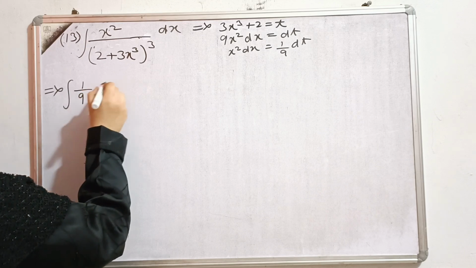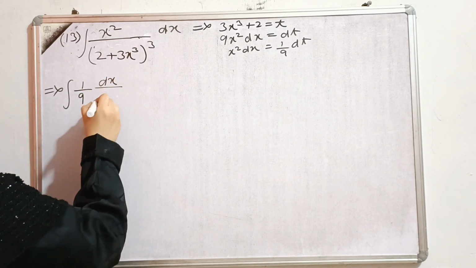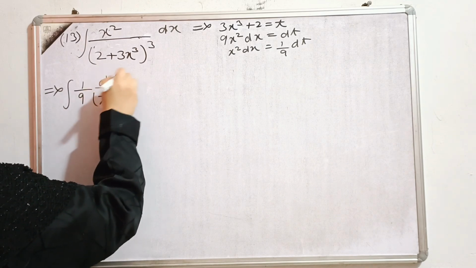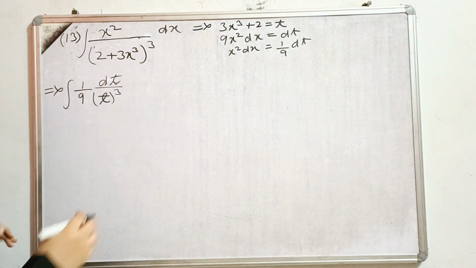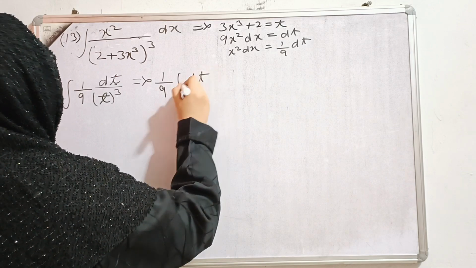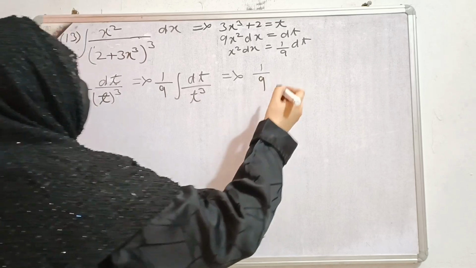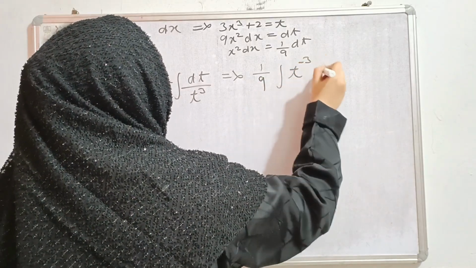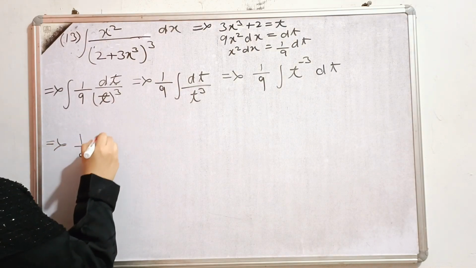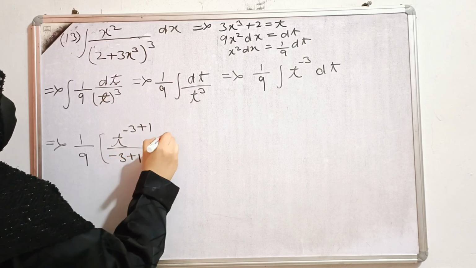1 upon 9 times the integral of dt upon t whole cube. Substituting this value, we got this. Now 1 upon 9 integral of dt upon t cube, so we can write 1 upon 9 integral of t power minus 3 dt. We get 1 upon 9 times t power minus 3 plus 1 upon minus 3 plus 1, plus c.